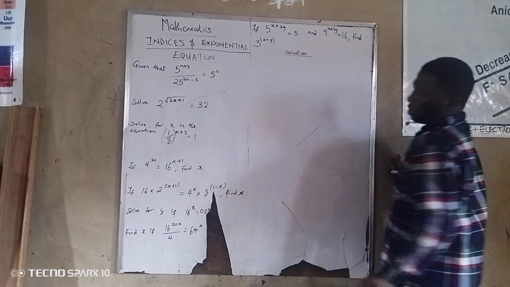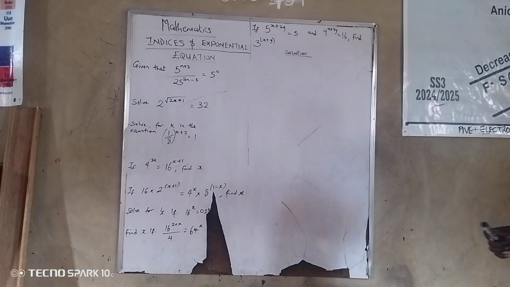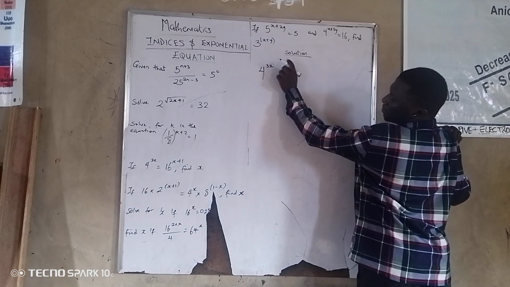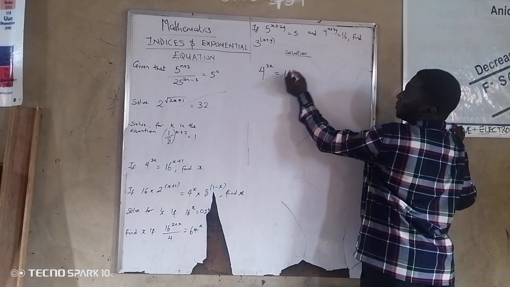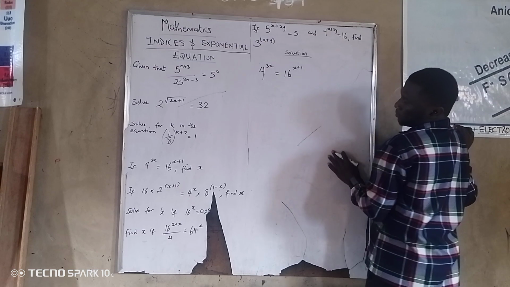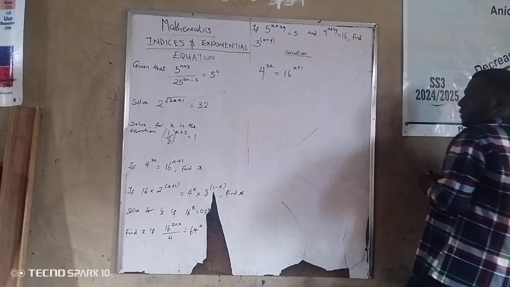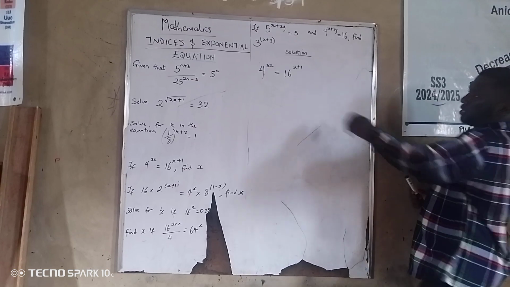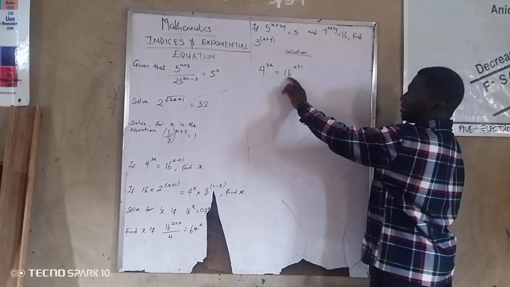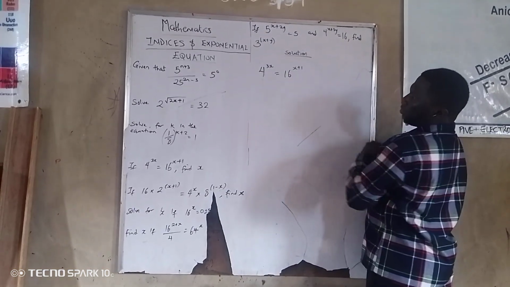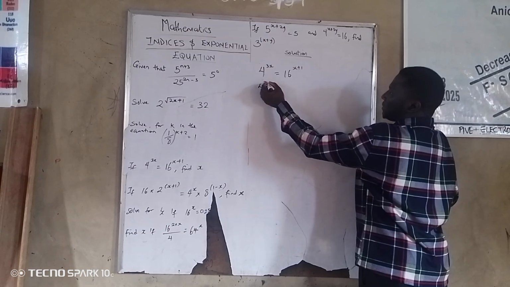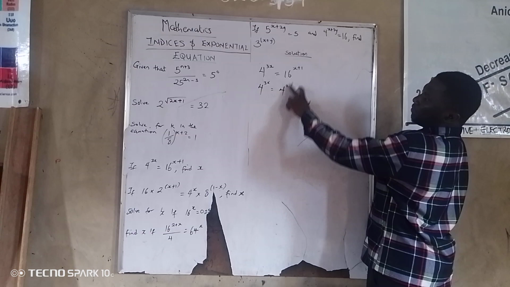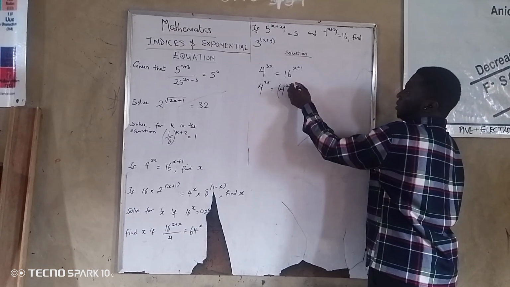The next question says that 4 raised to power 3x equals 16 to the power x plus 1, and we have to find the value of x. To get the value of x, just like what I said, you'll see there's a way you can express 16 as a power of 4. So 4 raised to power 3x. 16 is the same thing as 4 raised to power 2, 4 times 4 can give you 16. So that will be there, x plus 1 now.